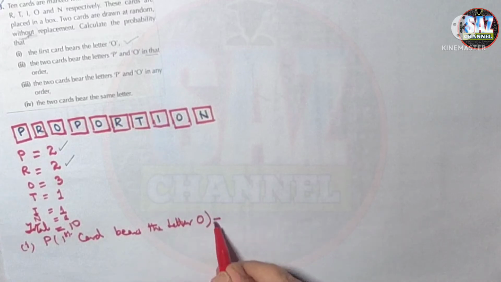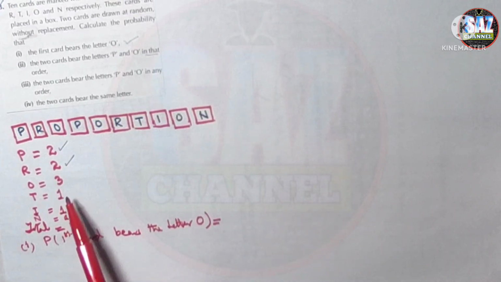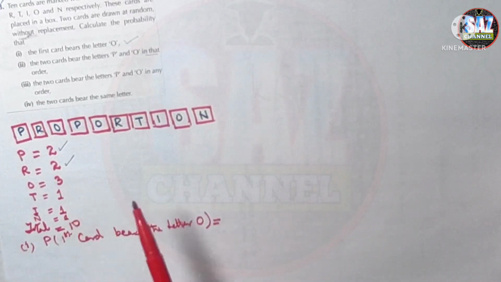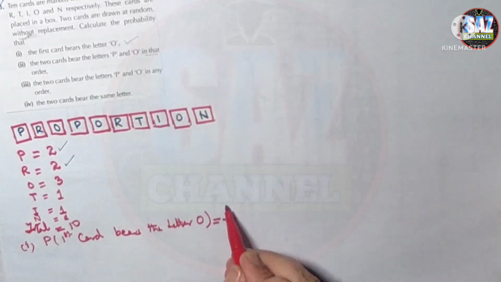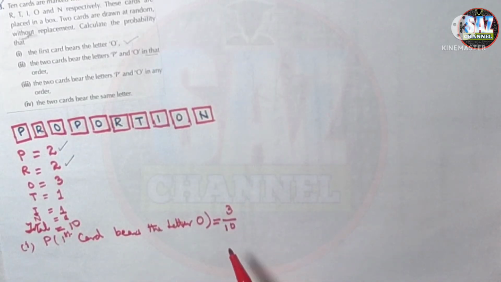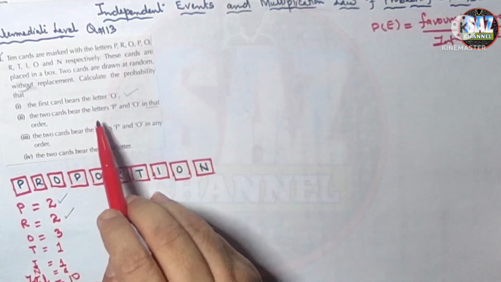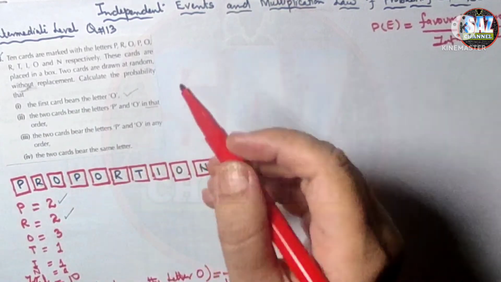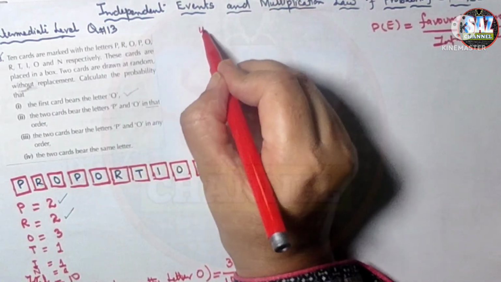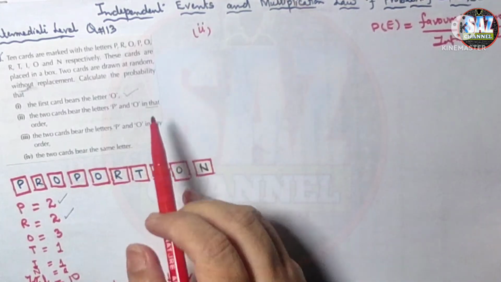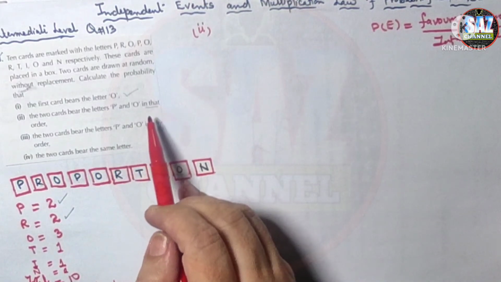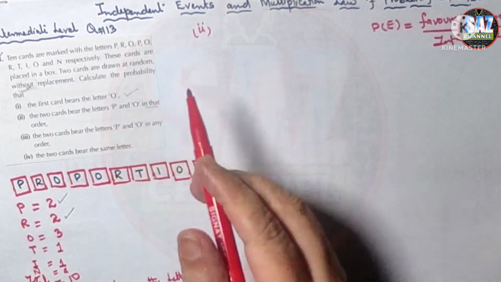We have to see how many chances favorable to O are with us. There are 3 chances out of how many chances? 10 chances. Okay, I hope you are clear about this. And moving to the second part, the two cards bear letters P and O in that order. It's really important that we understand this restriction, this condition, that P and O in that order.